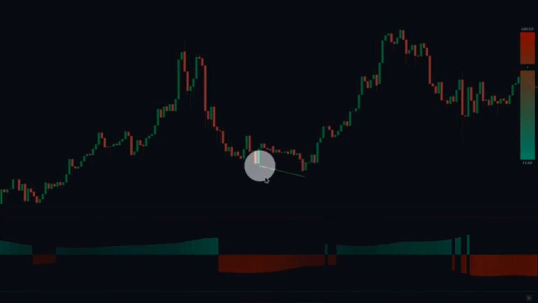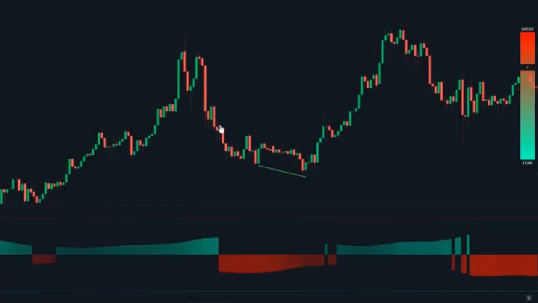But looking at this histogram, you can see that from this low point to the second low point, this oscillator actually created a higher low. As you can see, each histogram bar was closing higher than the previous one. So there was a discrepancy between the lows of the price and the lows of this oscillator. This, ladies and gentlemen, is a bullish divergence.